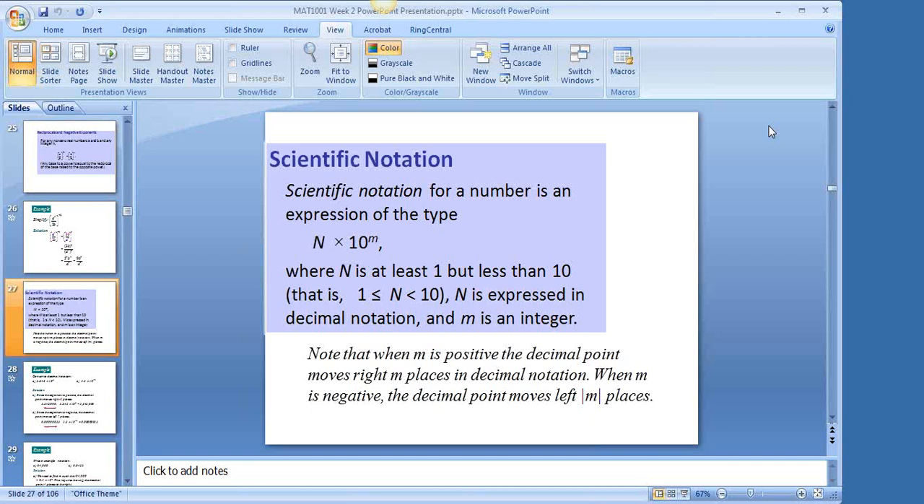The thing to remember is that everything has to be in the form of a number times 10 to a power. However, that number needs to be something where the decimal is after the first non-zero digit, so something like 5.3, 8.2467, whatever, as long as the decimal is after the first non-zero digit.